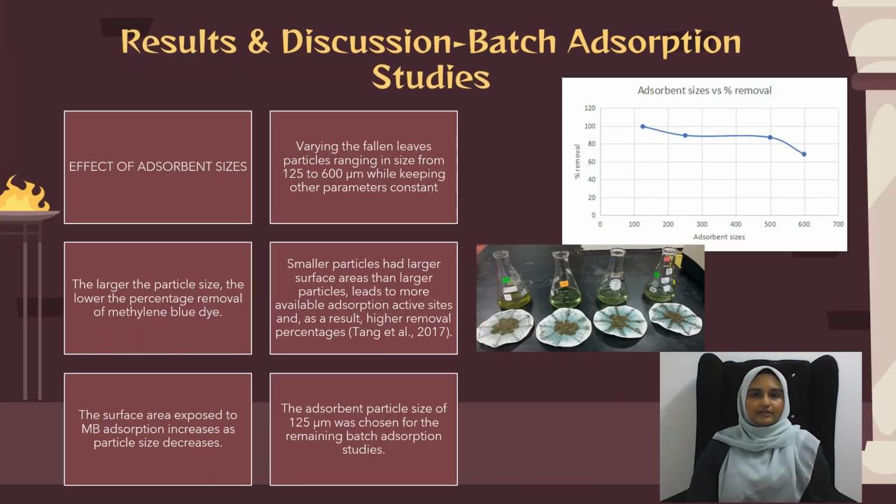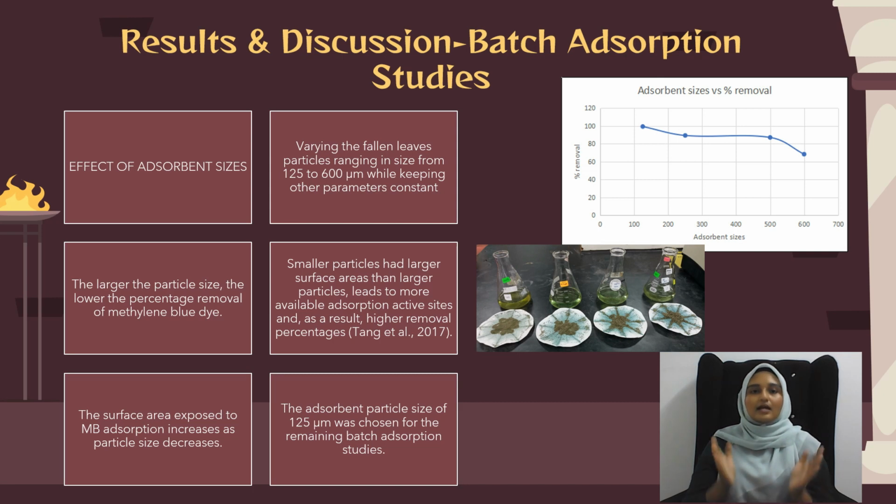Results and discussion for batch adsorption studies. Effect of adsorbent sizes. It was done by varying the pollen leaf particle size ranging from 125 to 600 micrometer while keeping other parameters constant. So from this figure, it shows that the larger the particle size, the lower the percentage removal of methylene blue dye.